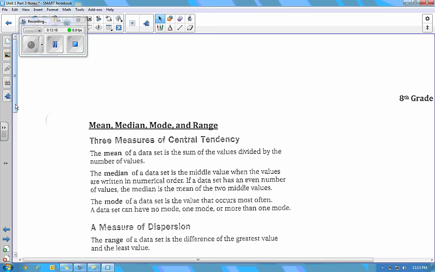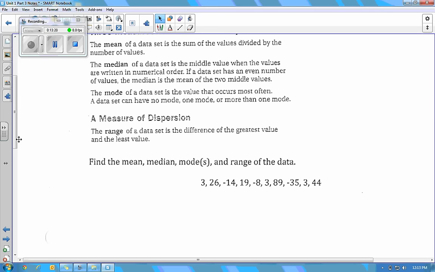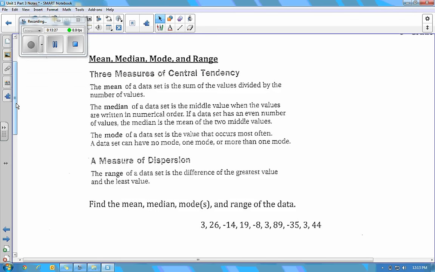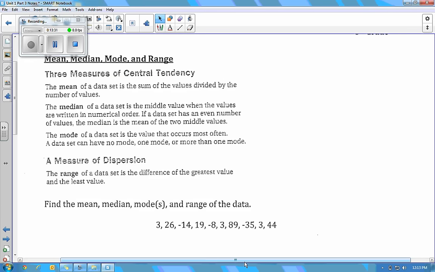And then moving on to what I think is the last page. Yeah, moving on to the last page. It's a quick review of mean, median, mode, and range. Okay? So, there are 3 measures of central tendency. That's mean, median, and mode. It's called central tendency because it comes towards the middle, towards the center of it. Range is a measure of dispersion because it's how far apart things are.